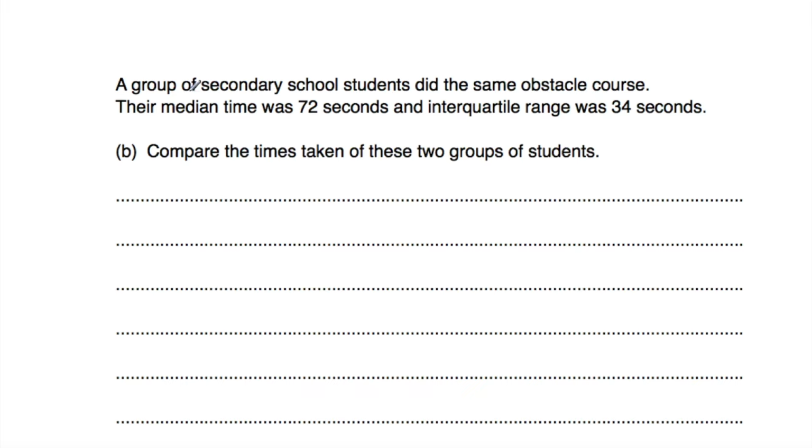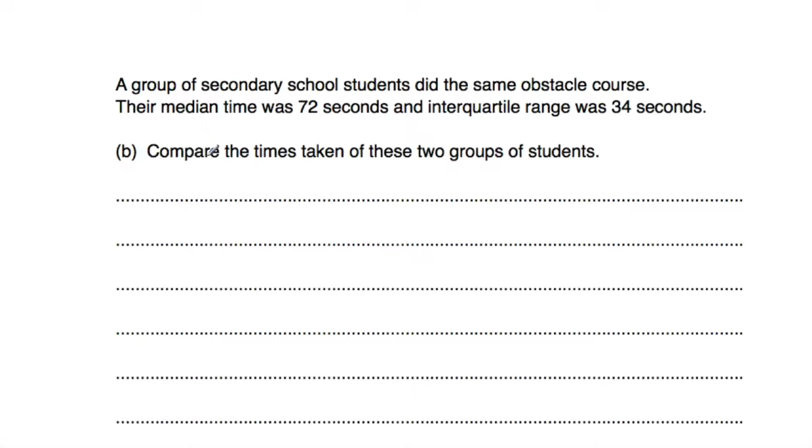And then if we have a look at part B, it says a group of secondary school students did the same obstacle course and their median time was 72 seconds and their interquartile range was 34 seconds. And we've been asked to compare the times taken by the two groups of students, so the primary school students and the secondary school students.